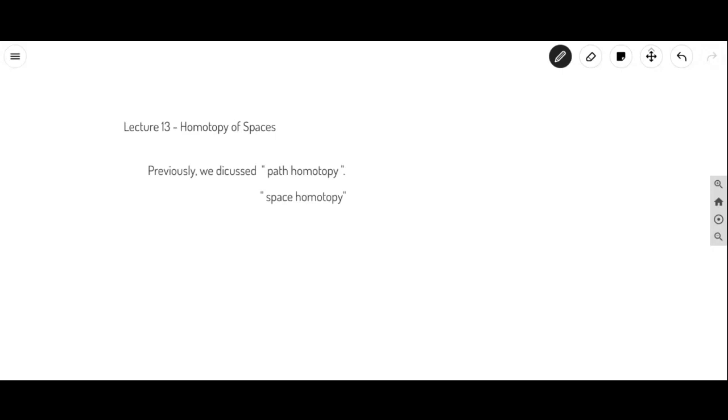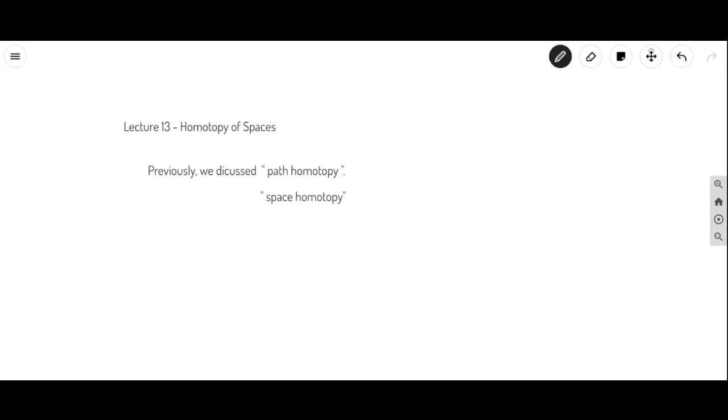The two spaces do not actually have to be homeomorphic. And this is going to be our last lecture about the general properties of the fundamental group before we start doing calculations and about how you find the fundamental group and things like that.